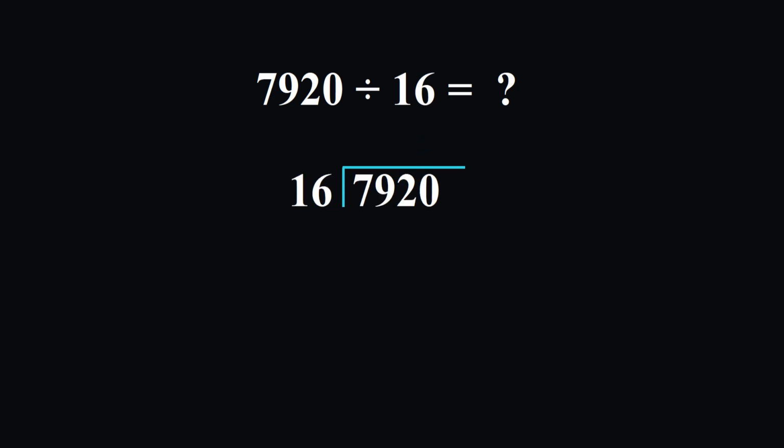Finally, move 16 to the left of the bracket. This is our divisor. The answer to our division will be written right here on top of the bracket. This is called the quotient.